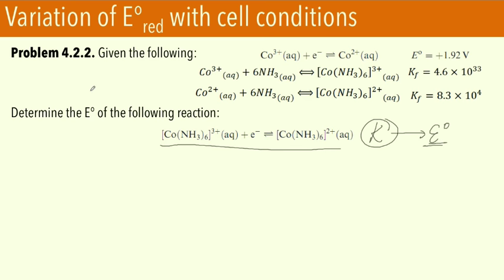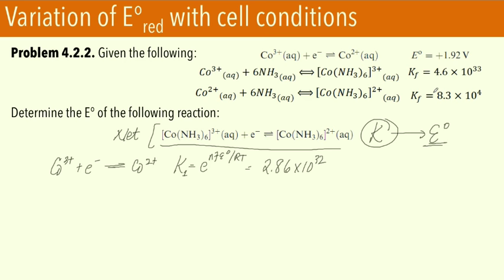Okay, so first and foremost, we need to involve our cobalt 3 half reaction. Okay, so if we calculate the corresponding equilibrium constant, that is going to be equal to e raised to nFE naught over RT. Okay, so our number of moles of electrons per mole of reaction as written is just equal to 1. And of course, our temperature is 25 degrees Celsius or 298.15 K. So upon calculating this, this becomes 2.86 times 10 raised to 32, okay? So we just use our standard reduction potential over here.